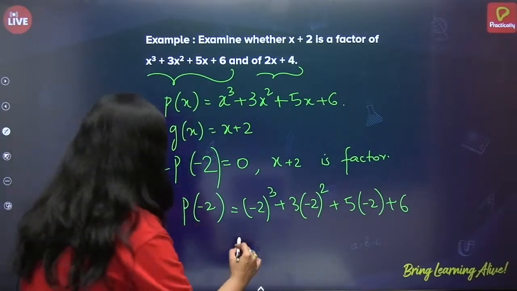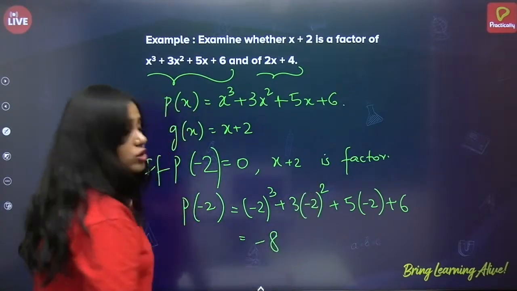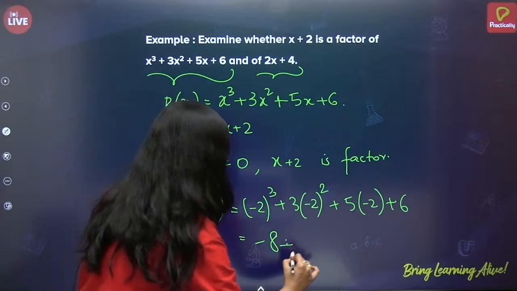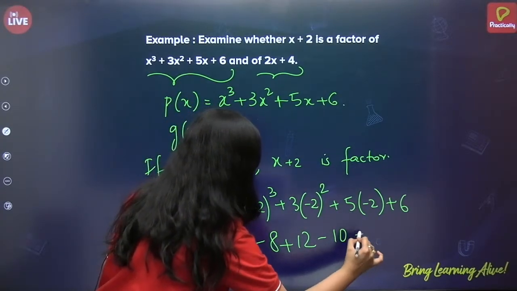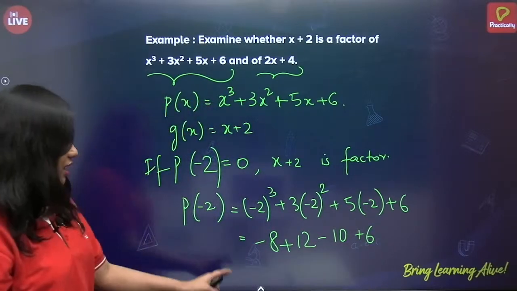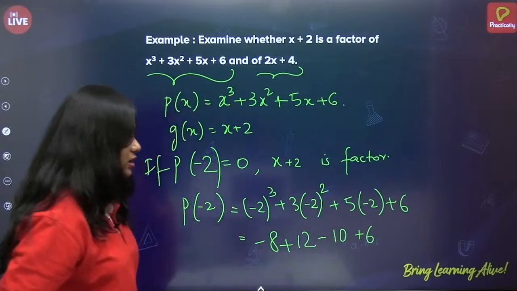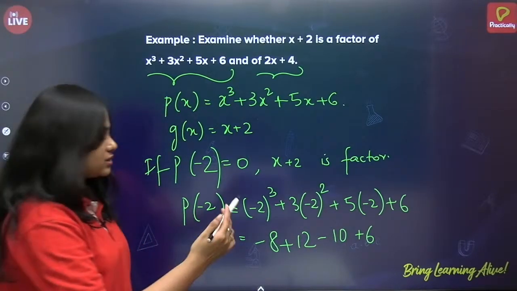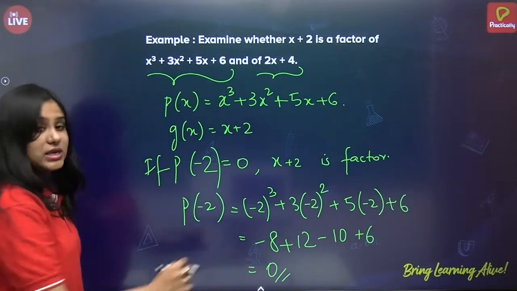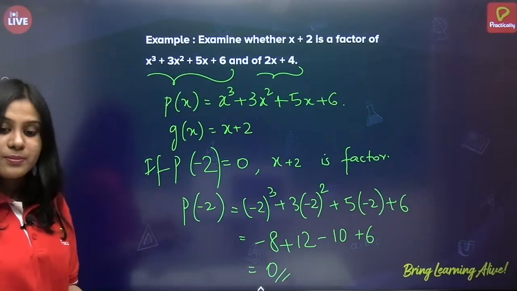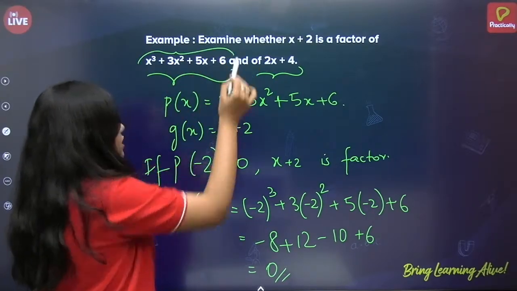Let us check. So what is minus 2 whole cube? Minus 8. Minus 2 whole square is 4. 4 times 3 is 12. 5 times minus 2 is minus 10 plus 6. Minus 8 plus 12 is how much? Plus 4. Plus 4 minus 10 minus 6. Minus 6 plus 6, 0. So yes, P of minus 2 is 0. Then what does it mean? x plus 2 is a factor of this given polynomial P of x.